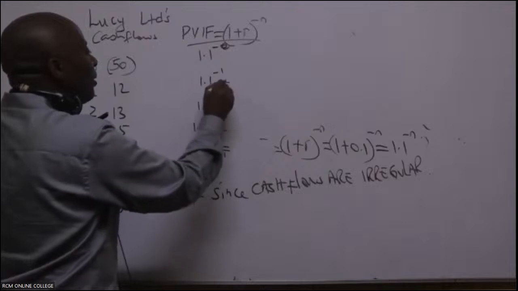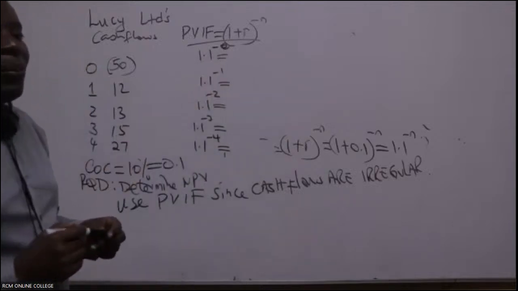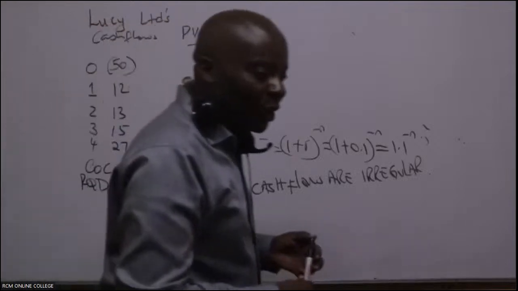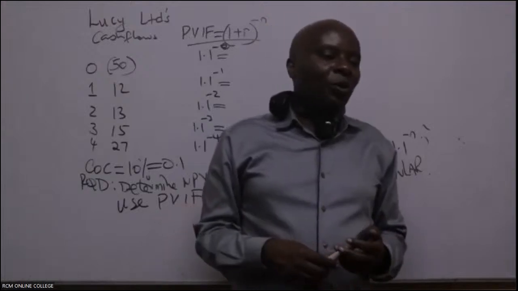Ladies and gentlemen, remember that PVIF is always written in 4 decimal places. PVIF is normally written in 4 decimal places. So we start with the first one.